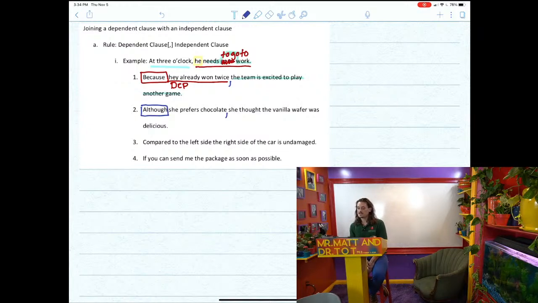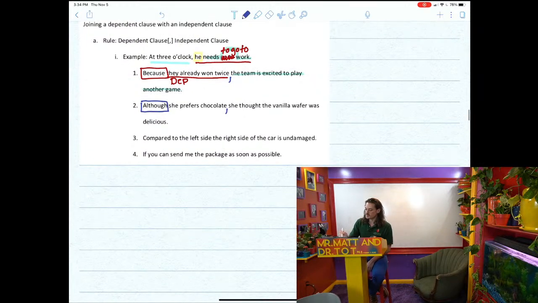Number three, compared to the left side, the right side of the car is undamaged. So the second clause, the right side of the car is undamaged, that could be its own sentence. But compared to the left side cannot be its own sentence. If somebody came up to you and said compared to the left side, you're like, what compared to the left side, right? We need something else to compare it to. So the right side of the car is undamaged, that's an independent clause. Compared to the left side, that's a dependent clause. So we have a dependent independent clause construction, so we need a comma to separate the clauses. And actually, let me get rid of this line. So a comma between side and the article the.